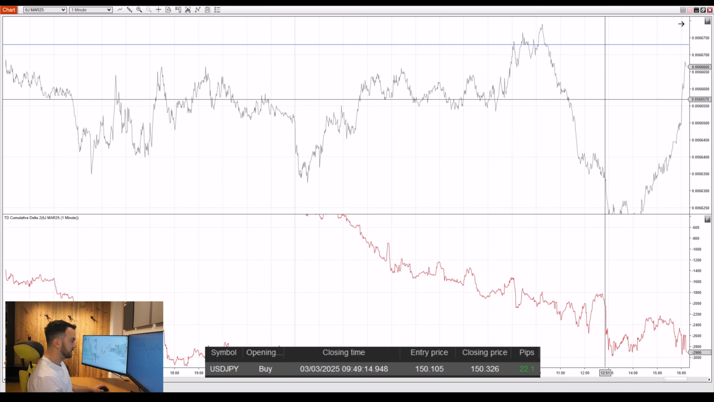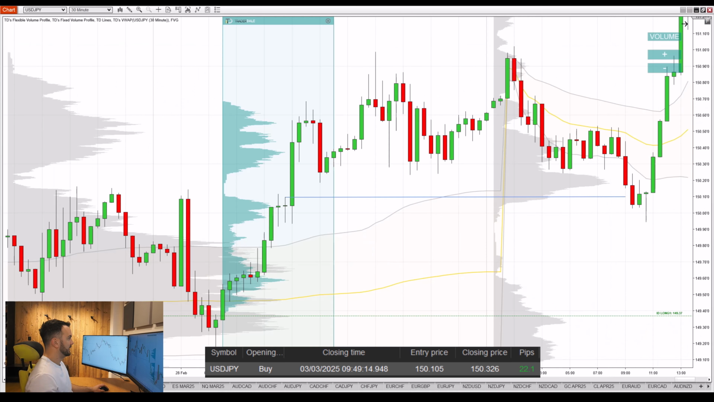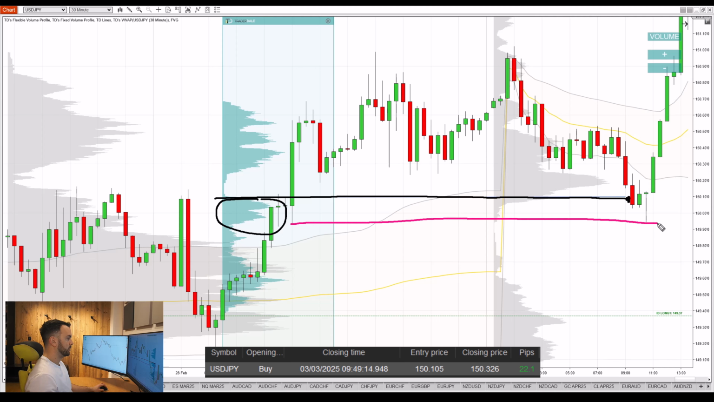So let me switch back to that forex chart and let me show you where my take profit was. Again, this was the volume cluster. This was the long level, this was the stop, and the take profit was based on the heavy volume zone, on this heavy volume zone right here.